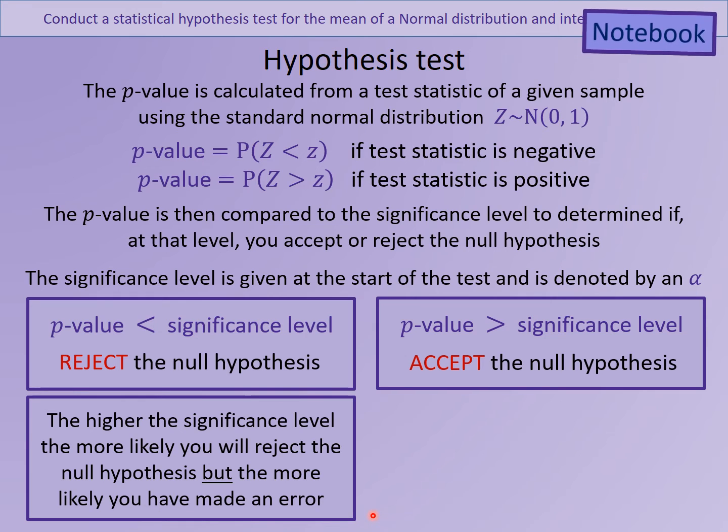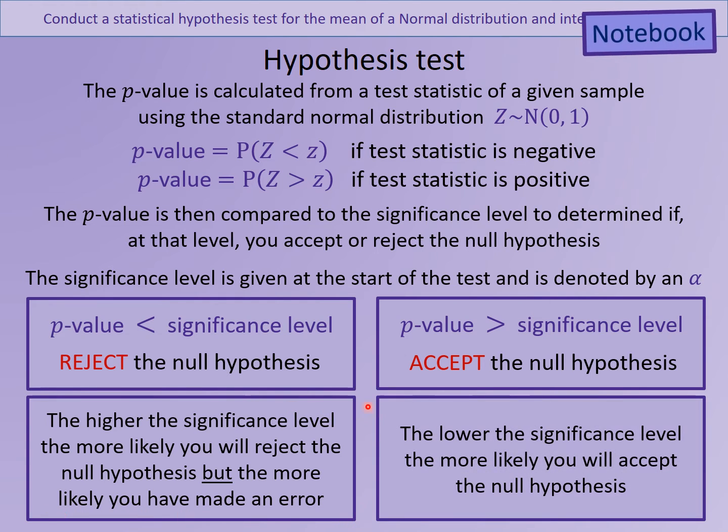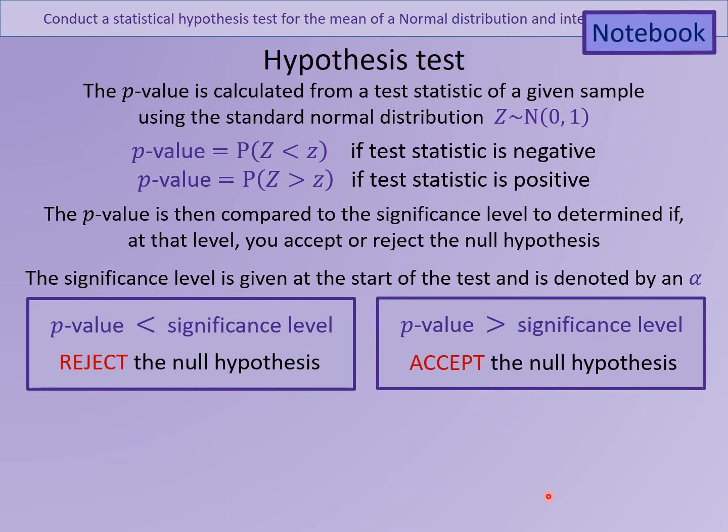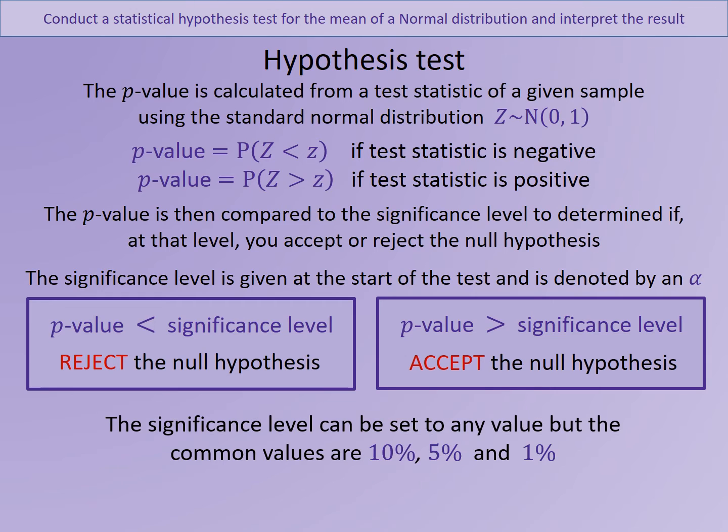The higher the significance level, the more likely you will reject the null hypothesis, but the more likely you would have made an error. And also, the lower the significance level, the more likely you will accept the null hypothesis. But again, that null hypothesis might be wrong, so you don't want the significance level to be too low. You've got to find that happy medium.